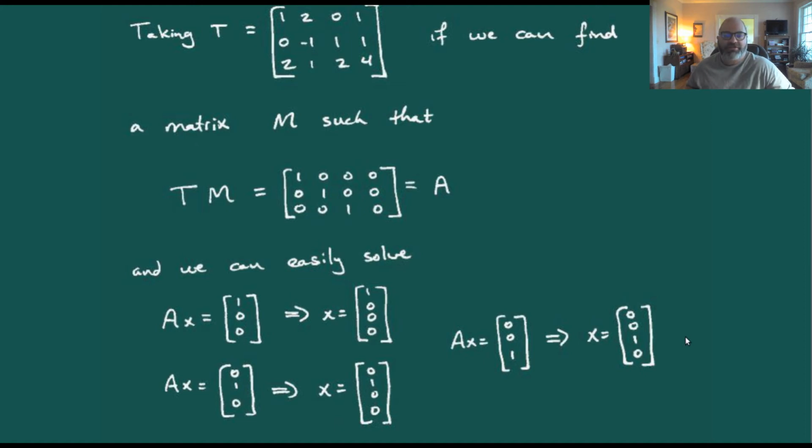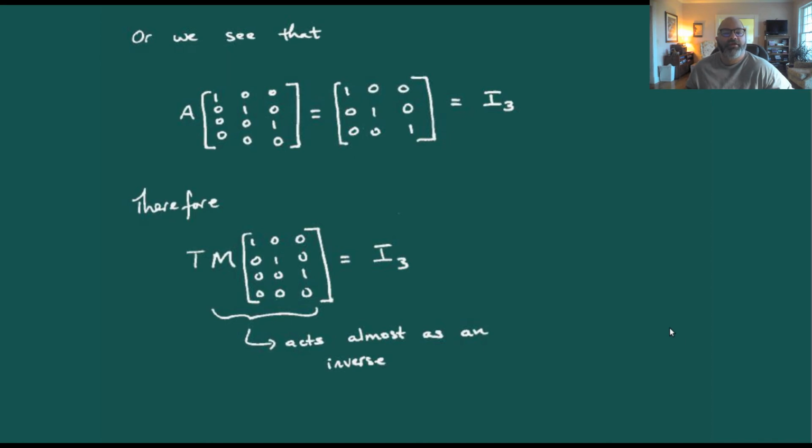Putting this into a parallelized notion, if we take our matrix A, remember this is our reduced row echelon form, times this matrix 1, 0, 0; 0, 1, 0; 0, 0, 1; 0, 0, 0, that gives us the 3 by 3 identity matrix. So if we can find some matrix M so that T times M times this matrix gives us the identity matrix, then M times that matrix almost acts like the inverse. Not quite like the inverse, because remember, this thing is not square, and so things are not necessarily one-to-one or onto. So it may not quite be the inverse, but it may get us close. Let's see what we can do.